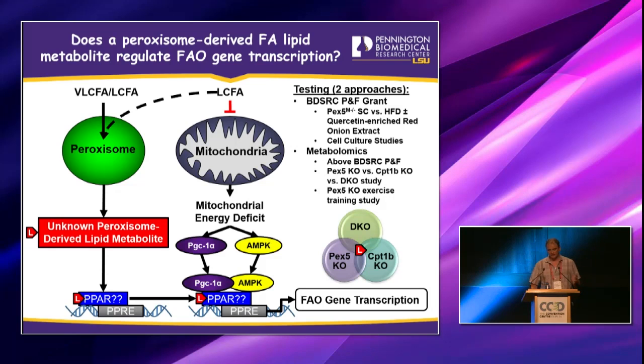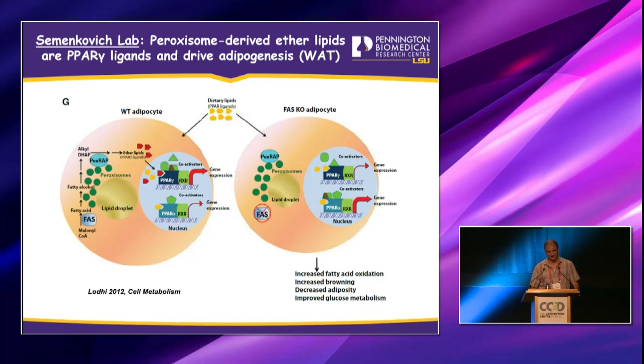So while this is risky, the concept isn't necessarily unprecedented, because Clay Semenkovich's lab recently showed that in white adipose tissue, lipids can go through the peroxisome and produce ether phospholipids. These ether phospholipids can be very potent agonists for PPAR gamma, and in that particular tissue, it activates this adipogenic program.